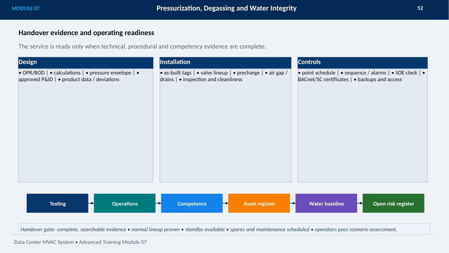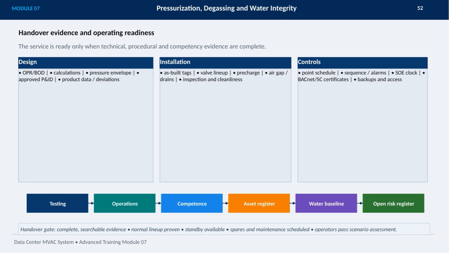Moving to installation, we must verify as-built tags, valve lineups, precharge settings, air gaps, drains, and overall inspection and cleanliness. Controls are equally critical, involving point schedules, sequence and alarm settings, sequence of events clocks, BACnet and supervisory control certificates, as well as backups and access controls. Testing and operations processes must be well documented, alongside personnel competence demonstrated through scenario assessments.